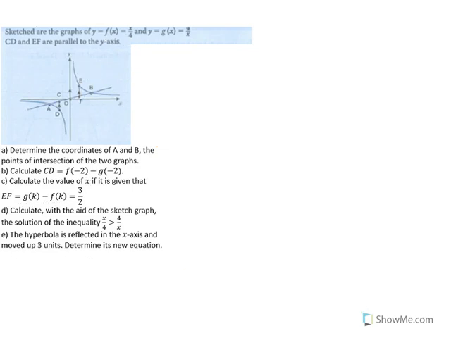Right, next question is: calculate, with the aid of the sketch graph, the solution of the inequality x over 4 is bigger than 4 over x. So basically, when is the function f producing bigger output than the function g? Right, that's the question we're asking ourselves, and maybe it will be useful to color code them. So we're going to call that G, and we're going to call this guy F.